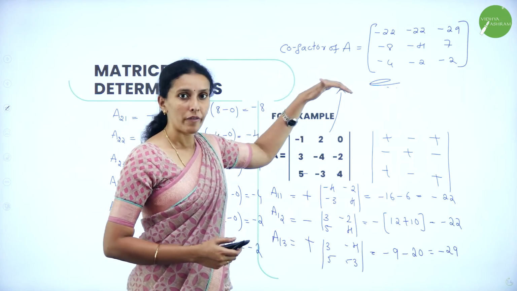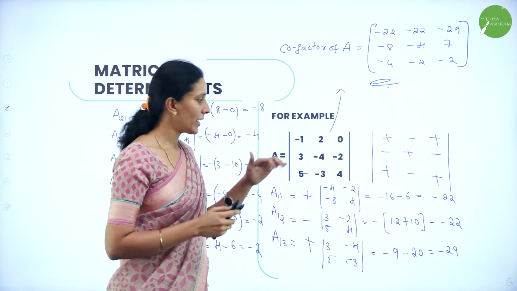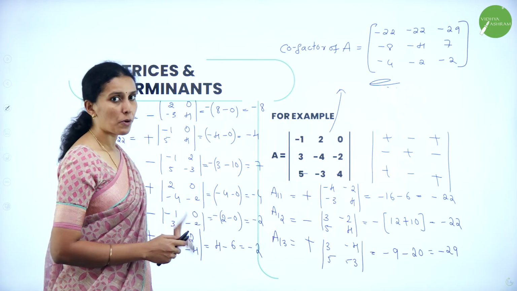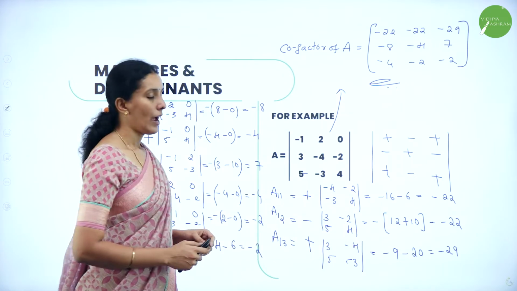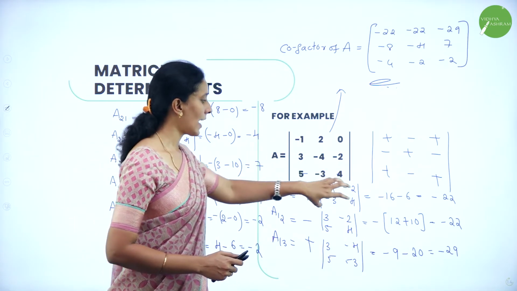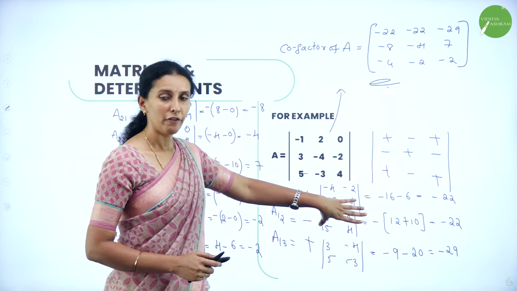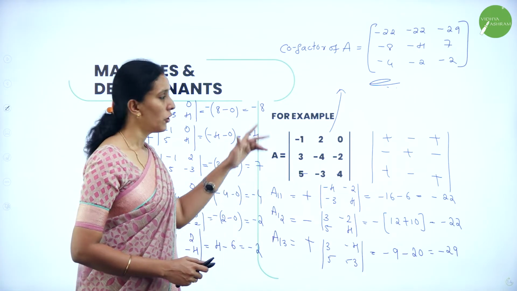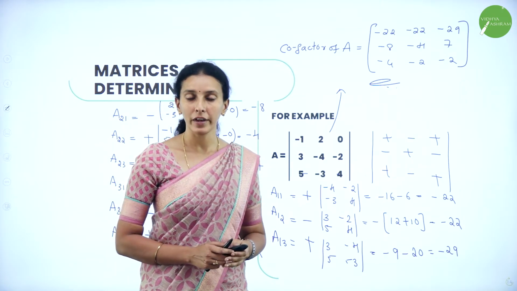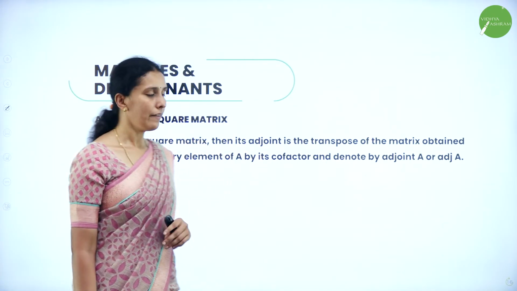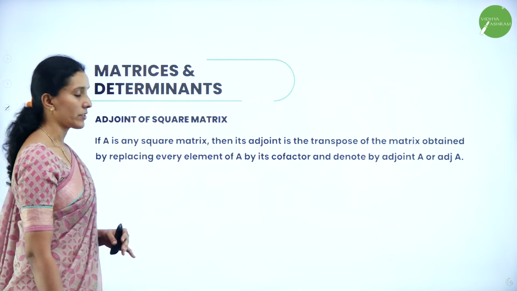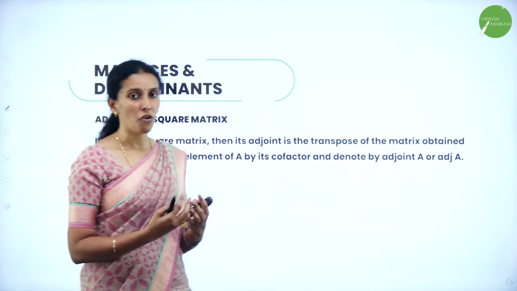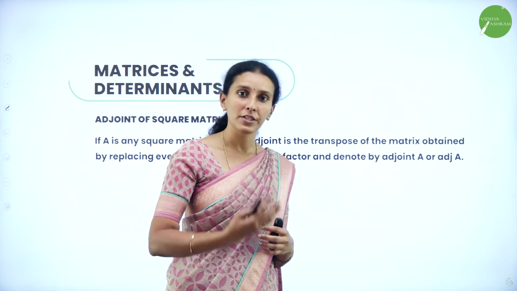How will you get the cofactor? Cofactors are obtained from the minors of each element by changing the sign corresponding to its place. And the minor of each element is calculated by the determinant value. So that determinant value along with the sign outside will give you the cofactor of a matrix. Next we have the adjoint of a square matrix. What is the adjoint of a square matrix? After getting the cofactor of a matrix, if you transpose it.